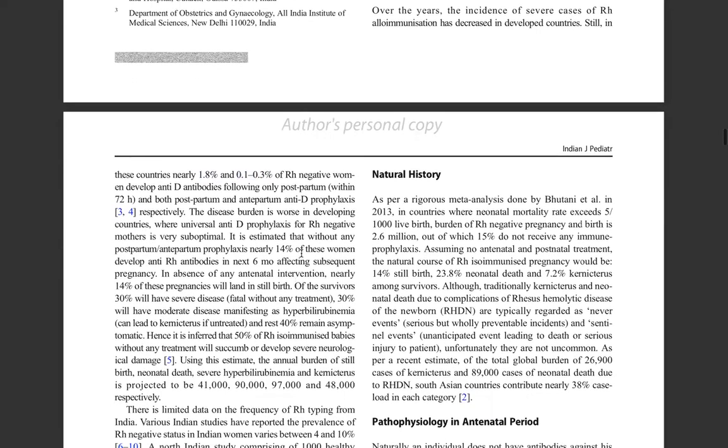Without any prophylaxis, almost 14% develop antibodies in the next 6 months after pregnancy, and that will affect your subsequent pregnancy. So remember this: without any prophylaxis, around 14%. With only postpartum, 1.8%. And with both postpartum and antepartum, the risk reduces to 0.1 to 0.3%. This you have to remember.